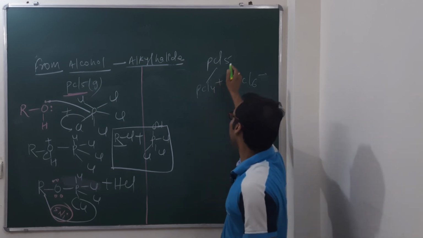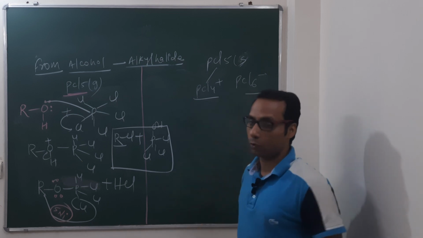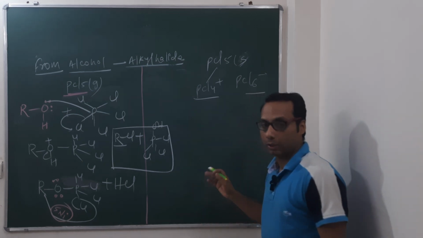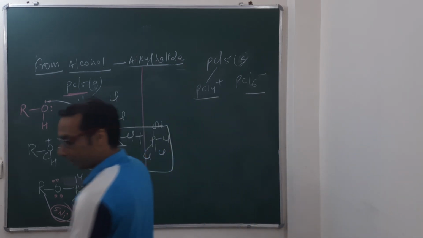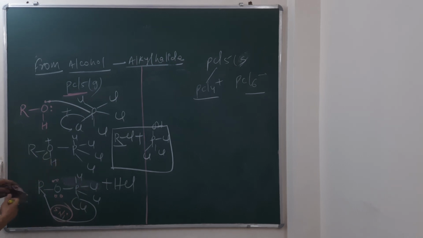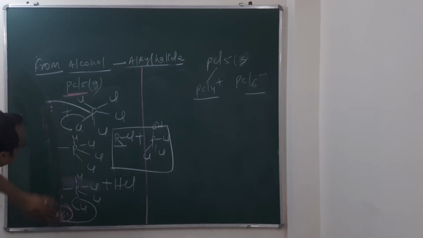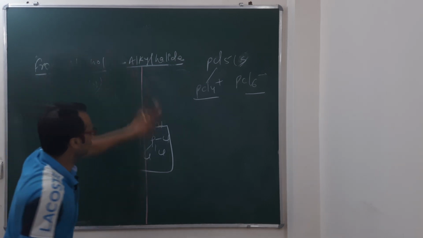Now the next is when we will take PCl5 as a solid. This is solid. So that will dissociate PCl4 plus and PCl6 negative. Then how it will proceed in the reactions? See here. Okay, I hope you have written that because I require more space. So I remove this. Okay. We go to the next part.